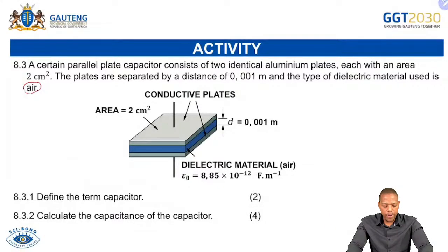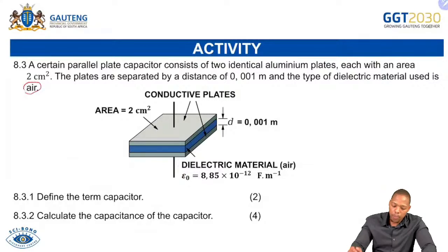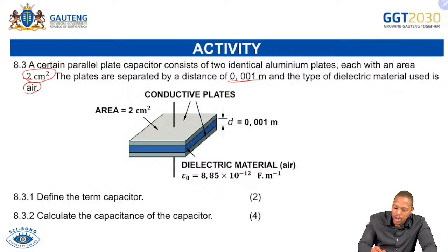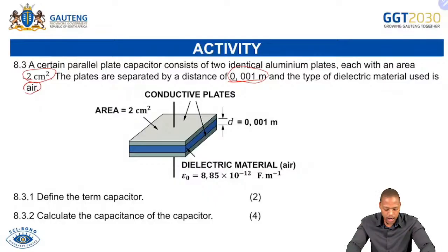Right, grade 12, welcome back. I hope you were able to do that activity, and I hope you finished it within 2 minutes instead of 3 minutes, because it's simple. So the activity goes again: a certain parallel plate capacitor consists of two identical aluminum plates, each with an area of 2 square centimeters. The plates are separated by a distance of 0.001 meters. So you can see we're given area and distance between the plates. And the type of dielectric material used is an insulating material in between.